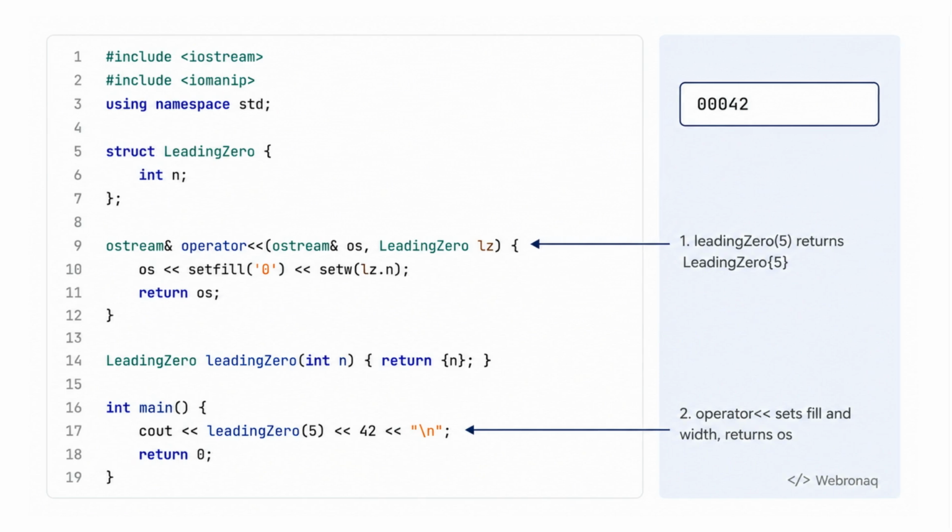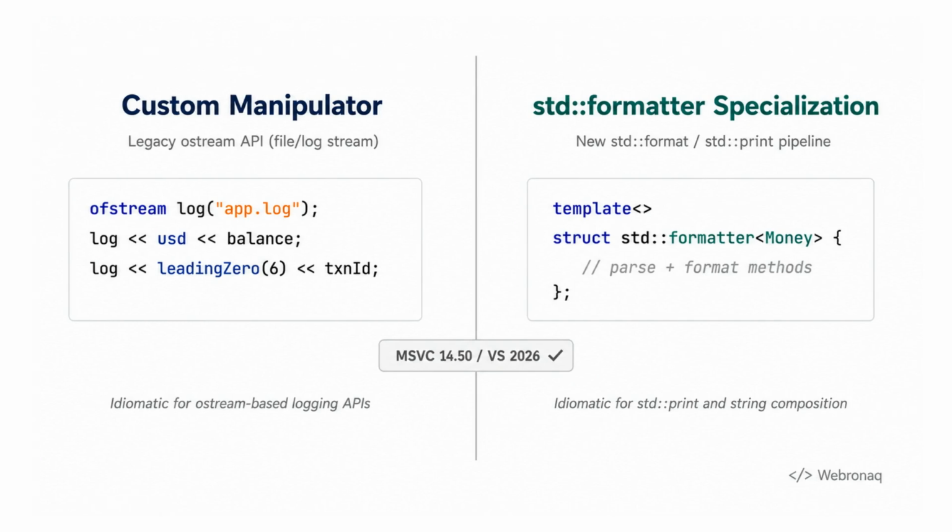Let's see where this really matters today. Here is where this becomes concrete in 2026. Visual Studio 2026 ships with MSVC Build Tools version 14.50, a long-term support release. In that toolchain, both iostream and std::format coexist. When you target a new pipeline that uses std::print, writing a std::formatter specialization is the right move. It is stateless, composable, and works neatly with the format string syntax.